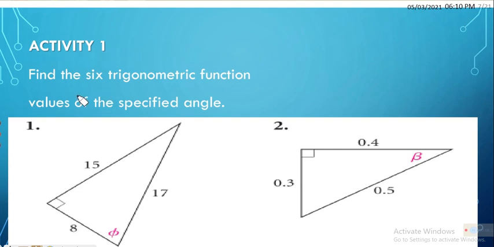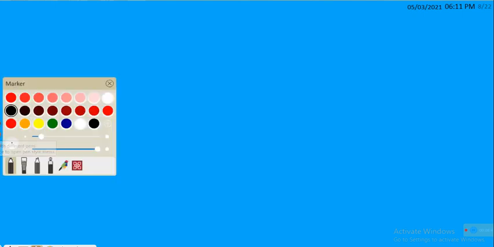Okay, so let's solve this problem. Find the 6 trigonometric functions for the right angle triangle. That is, we are looking for sine, cosine, and tangent, and also cosecant, secant, and cotangent. So let's take the first triangle. Let's draw a rough sketch of the triangle this way.